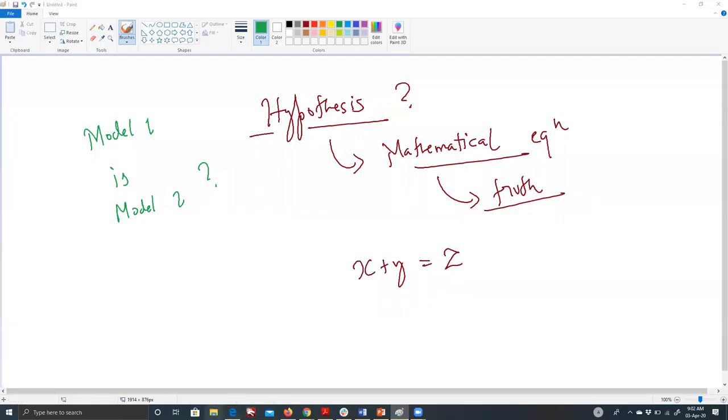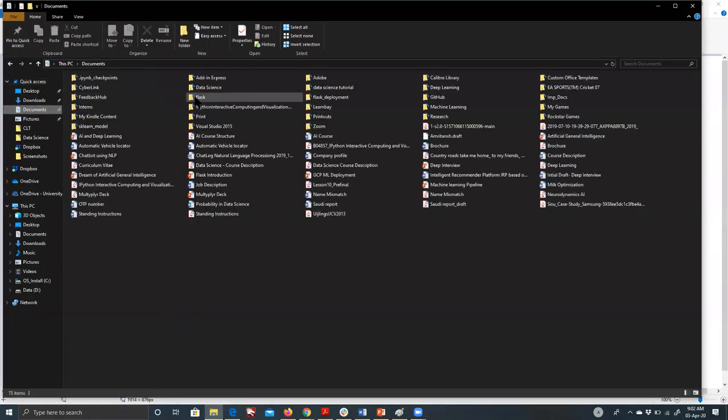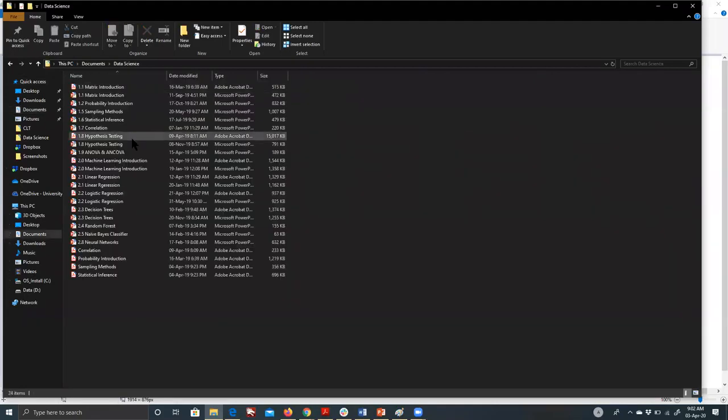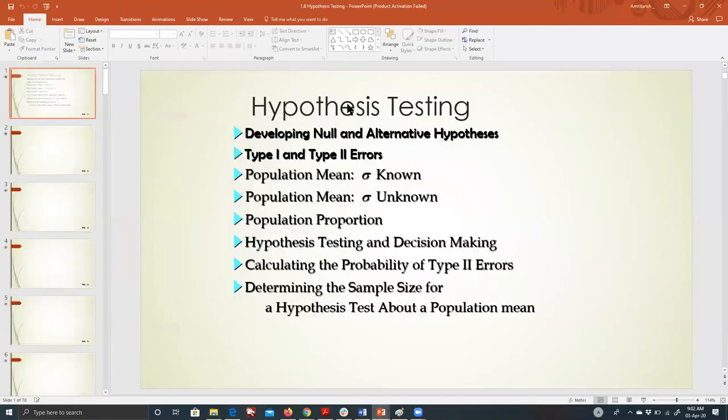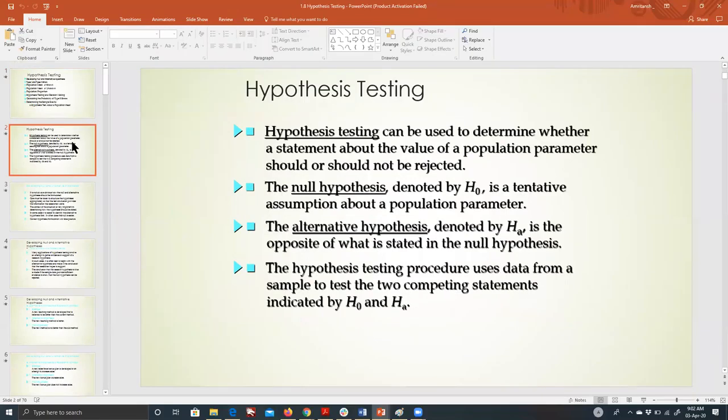So this is where we have to start a new chapter. Let me open the folder. So let's start hypothesis testing. Hypothesis testing can be used to determine whether a statement about the value of a population parameter should or should not be rejected. So fundamentally, some equation that you are deriving, should it be accepted or not?